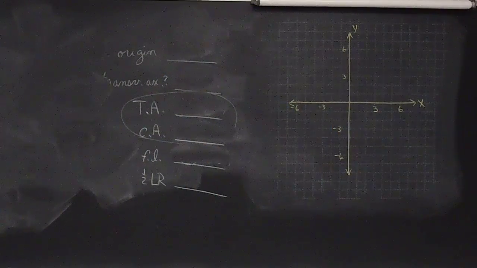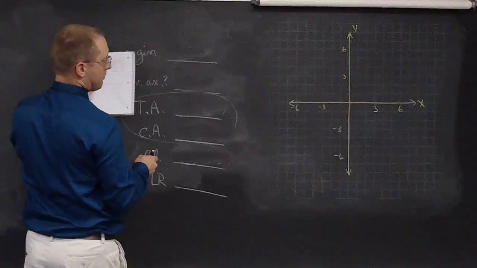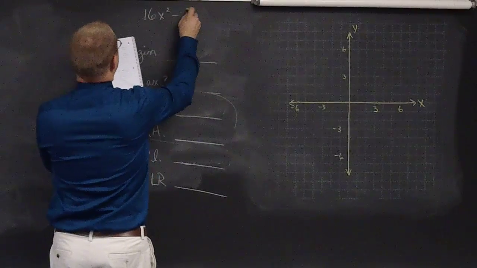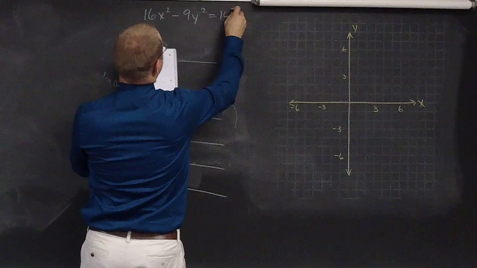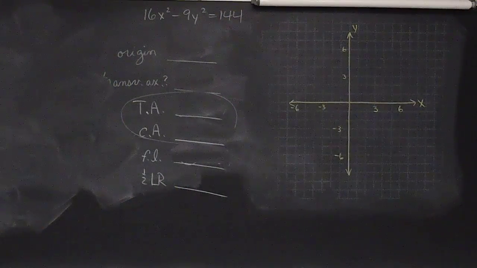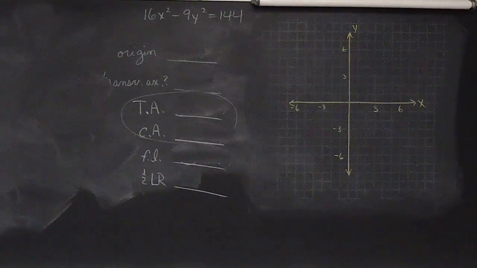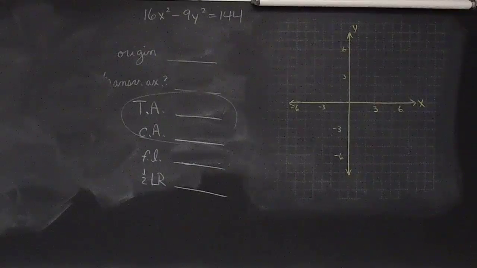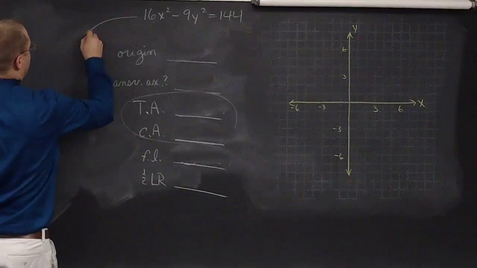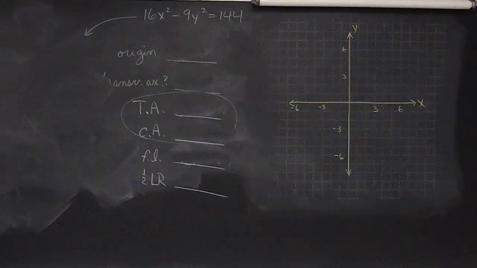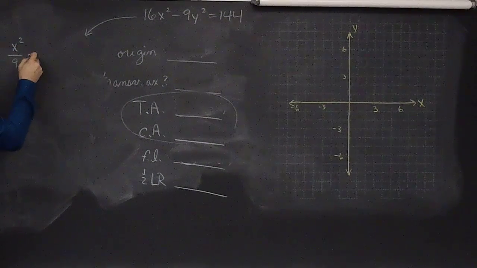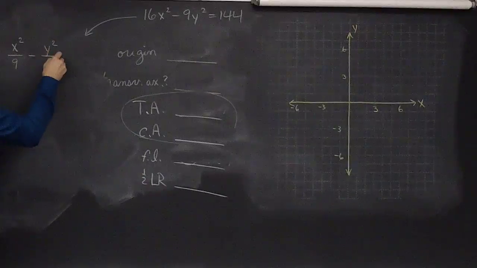All right, and for this one, I might have wished I actually made it slightly bigger now. Oh well, 16x squared minus 9y squared equals 144. First things first, let's set the equation equal to 1. What does it become when I set it equal to 1? X squared over 9 minus y squared over 16 equals 1.